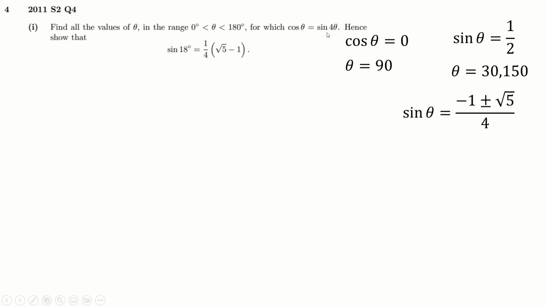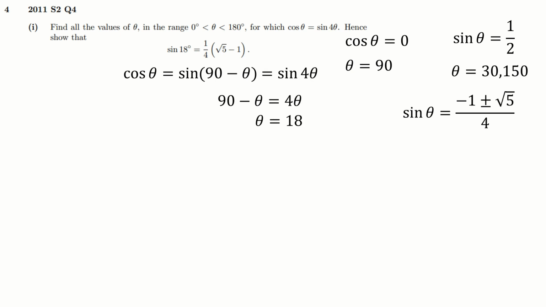But if we go all the way back to the top and think, is there another way we could try and solve this? Well, cos theta is just sine of 90 minus theta, the very underused trigonometric identity that people don't think about. Certainly, I say people, that I don't think about enough and don't use enough. But of course, we can just set that equal to sine 4 theta, and now just say, well, 90 minus theta has just got to equal 4 theta, which gives you theta as 18.